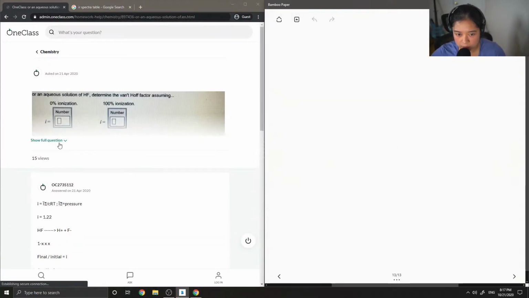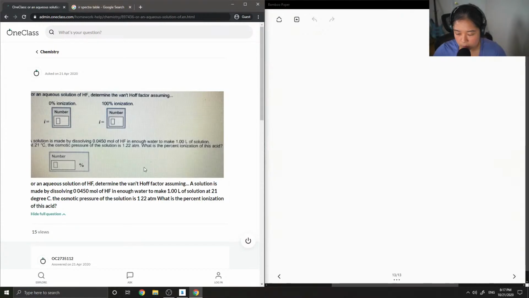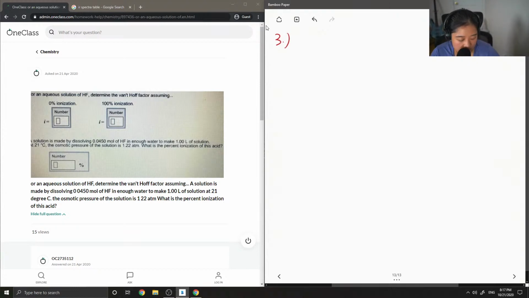Okay, so let's move on. Question number 3. Determine the van't Hoff factor assuming 0% ionization or 100% ionization. And then they also want us to calculate the percent ionization of this acid.